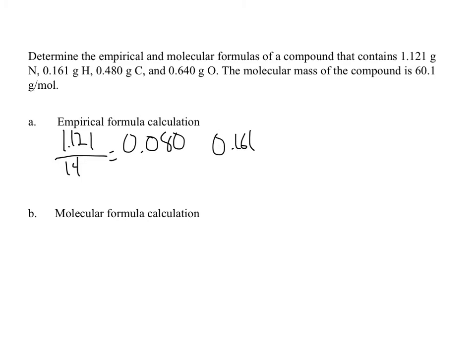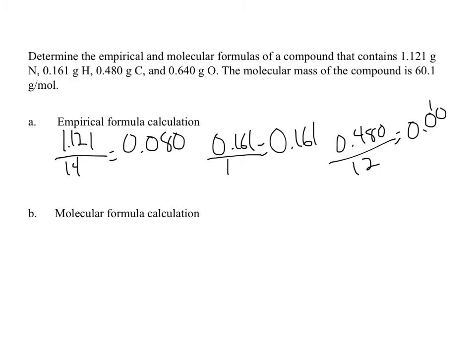I'm going to do 0.161 grams of hydrogen divided by 1, which gives 0.161. 0.480 carbon divided by 12 is 0.040, and then for oxygen it's 0.640 divided by 16, which is 0.040.